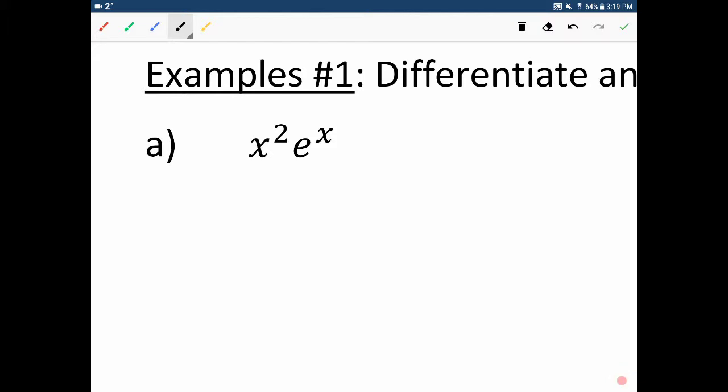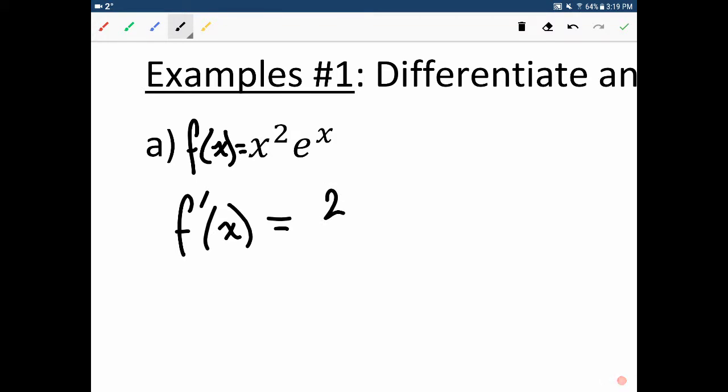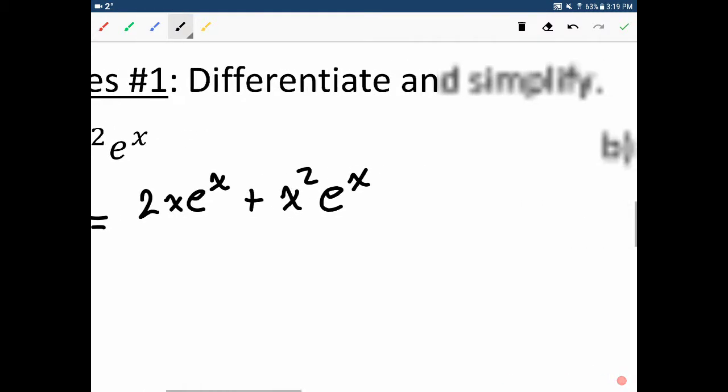For instance, for this first one, we're just going to use the product rule. I'm going to call this f of x. Then f prime of x, we're still just going to use our product rule the same way. We say the derivative of x squared is 2x, and then we have e to the power of x, plus x squared times the derivative of e to the x, which is just e to the x. So that's all there is to it.